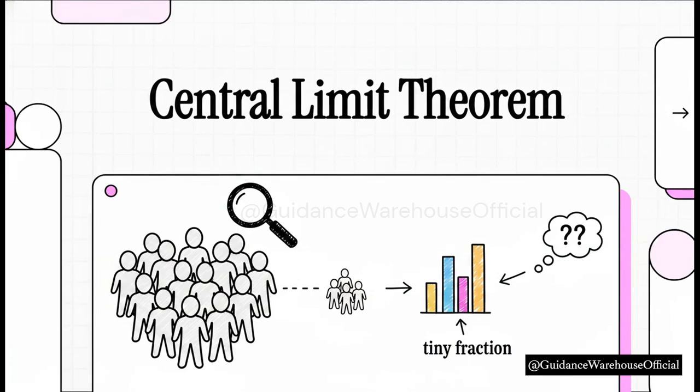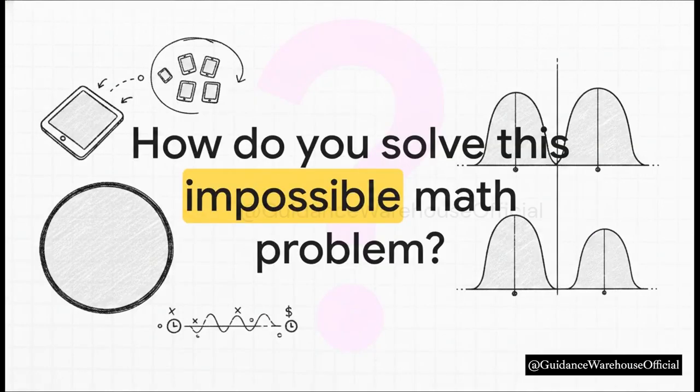Imagine you've got to find the exact average app engagement time for literally millions of iPad users. You can't possibly survey all of them, right? It would take lifetimes, cost an absolute fortune, and honestly, the data would change before you even finished collecting it. So how do you solve this seemingly impossible math problem?